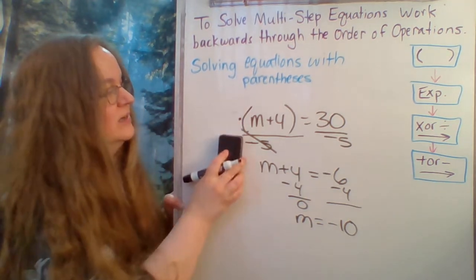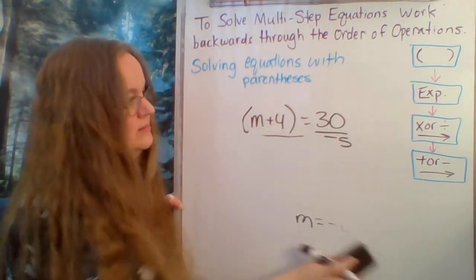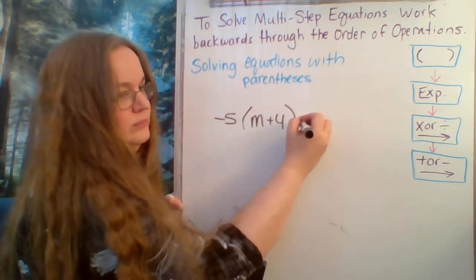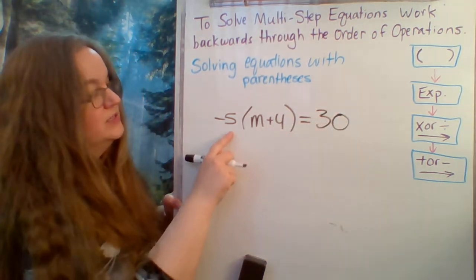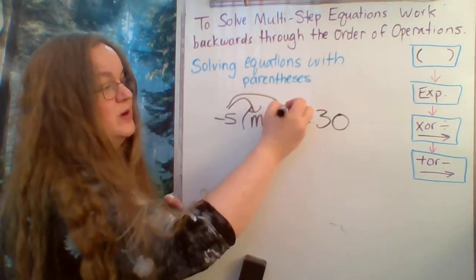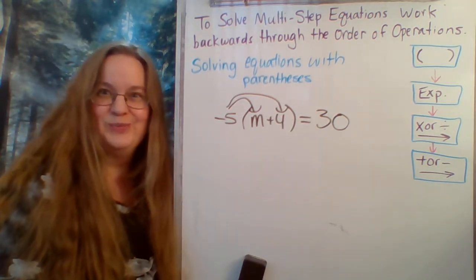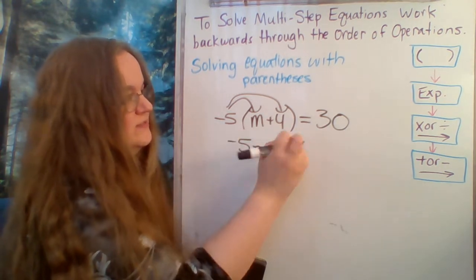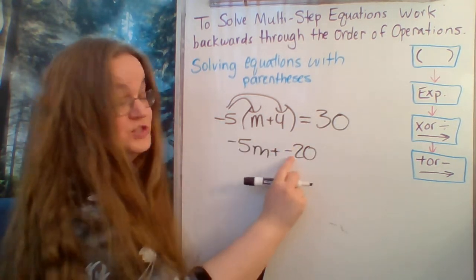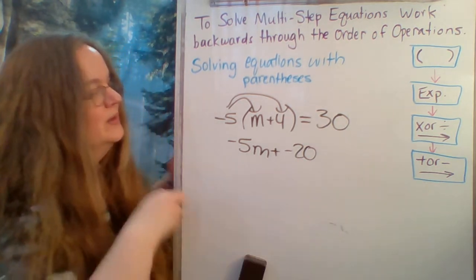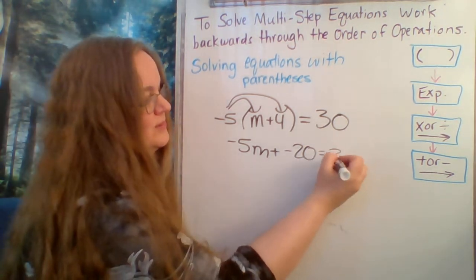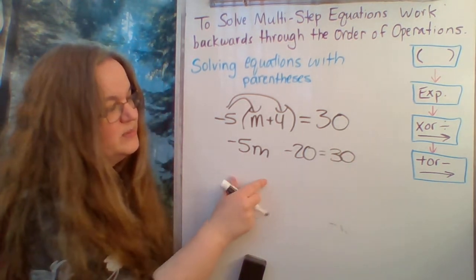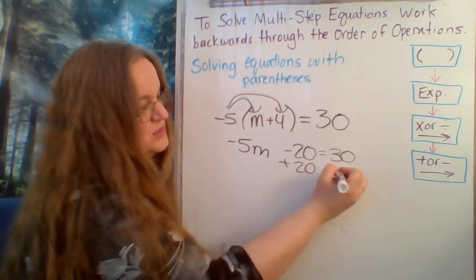So let's look at how to distribute instead. All right, so the other method I can use is the distributive property. So you guys are familiar with the distributive property. So -5 times m is -5m, plus -5 times 4 is -20, or you could just put -20, whichever you prefer, equals 30. Okay. So from here, again, if I want to think of this as a -20, then I would add 20 to both sides.